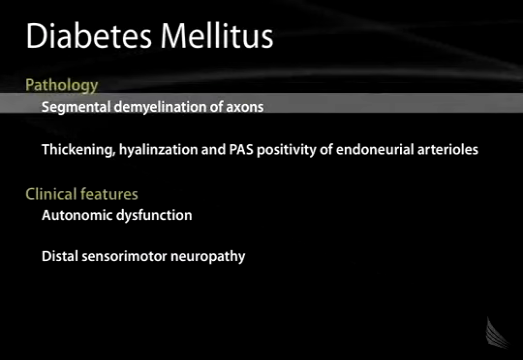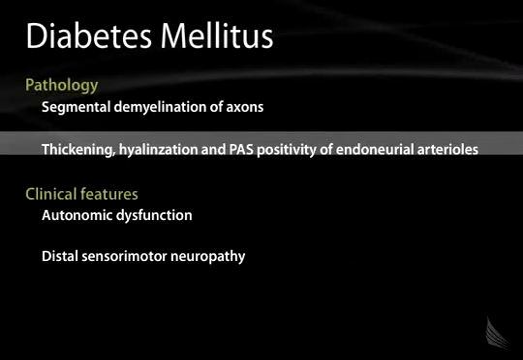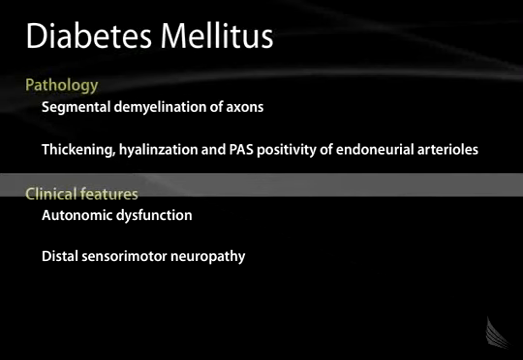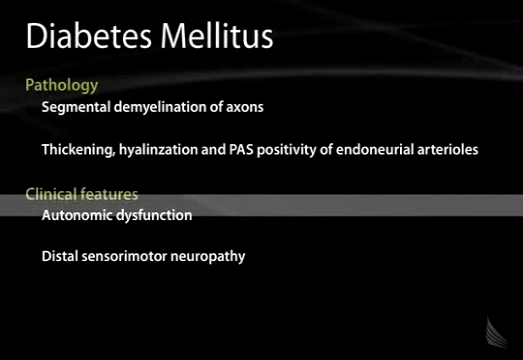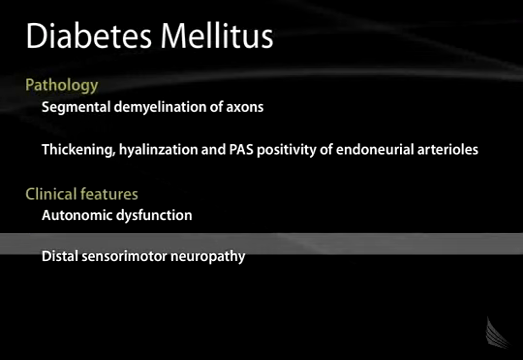Pathologically, you'll see segmental demyelination of axons, as well as thickening of the arterioles. These patients will present again with autonomic dysfunction such as gastroparesis, constipation, failure to regulate body temperature correctly, as well as distal sensory motor neuropathy.